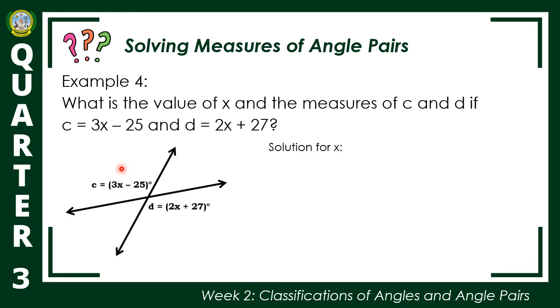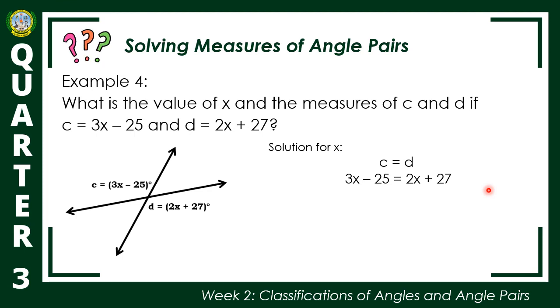Okay? So, para ma-solve natin yung x, ang gagawin natin is to equate C and D, kasi nga, pareha sila ng measurement, vertical angles yan. Okay? So, just substitute the algebraic expressions, 3x minus 25 to C and 2x plus 27 to D, magiging ganito na siya. 3x minus 25 equals 2x plus 27. Paano mag-solve ng ganyang equation, ma'am? Parehas may x both sides.